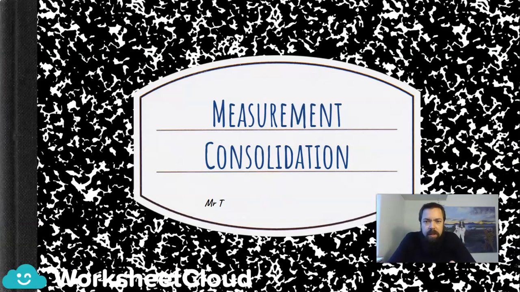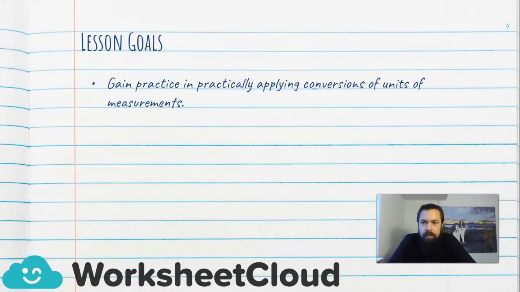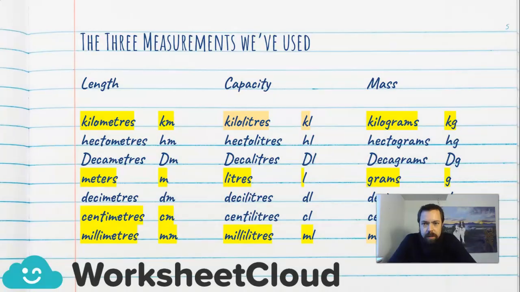So today we're going to look at a consolidation of measurement. Measurement being three things that we've covered in other lessons: mass, capacity, and length, all of which have the same basis for converting between the different units. We're going to consolidate them together with some practical application. So our goals are to gain practice in practically applying conversions of units of measurements.